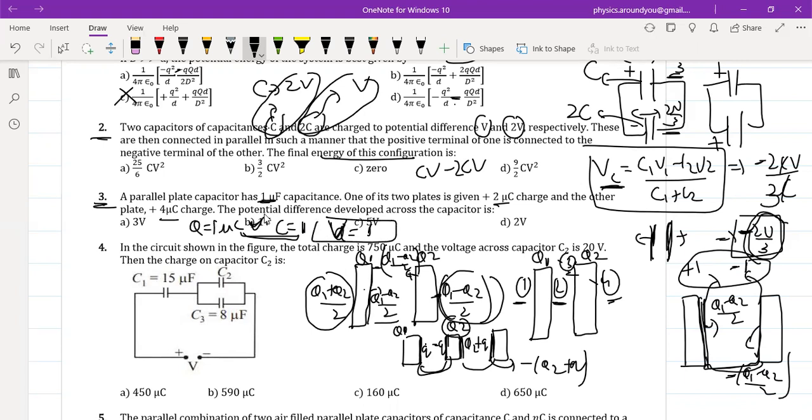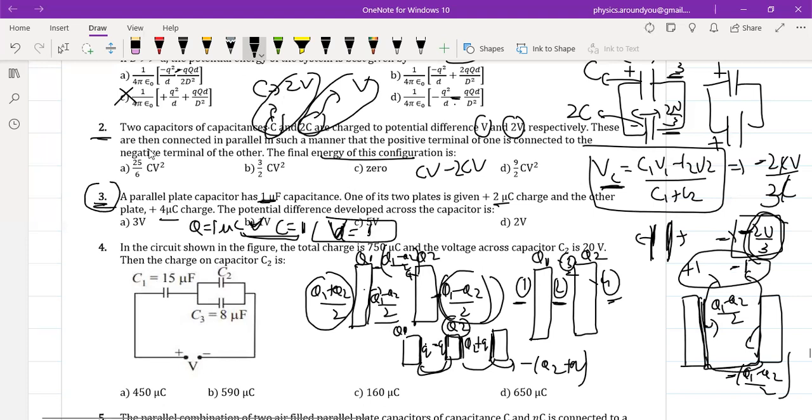So how did I arrive at this? First, I calculated the charges on the inner faces. They should be equal and opposite. For that only, I can apply Q equal to CV. I calculate Q, C is already given, I find out V. That is the approach for 3. Wait till the end of the video where we will discuss the N charges in detail.